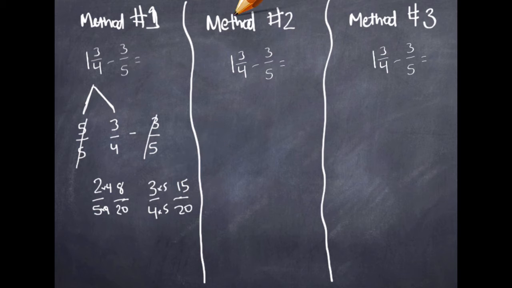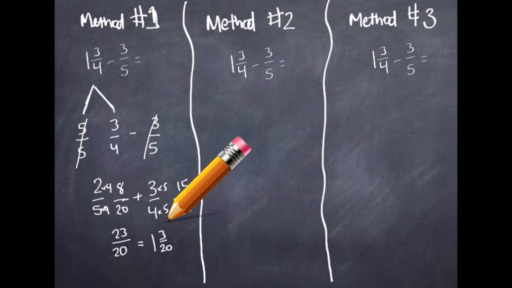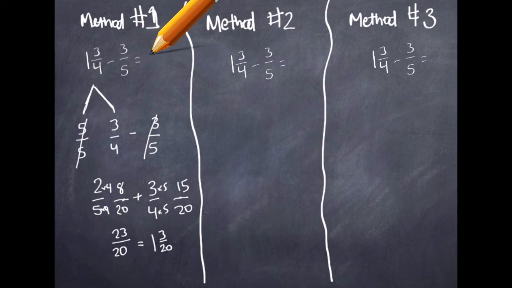And before I said we'd have to subtract them, and I misspoke. We already subtracted that 3/5. We took it away from the 1 whole. We're good there. So these two numbers, we're actually going to add together. 8/20ths and 15/20ths would give me 23/20ths, which is the same as 1 3/20. Okay, so that's going to be our answer. So 1 3/4 minus 3/5 is 1 3/20. Okay, so that's method 1.